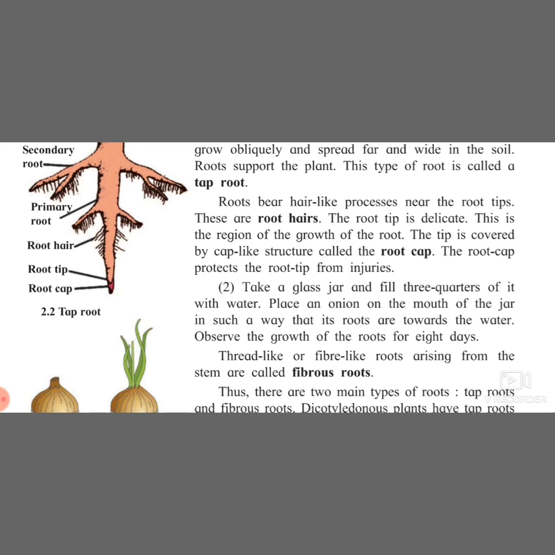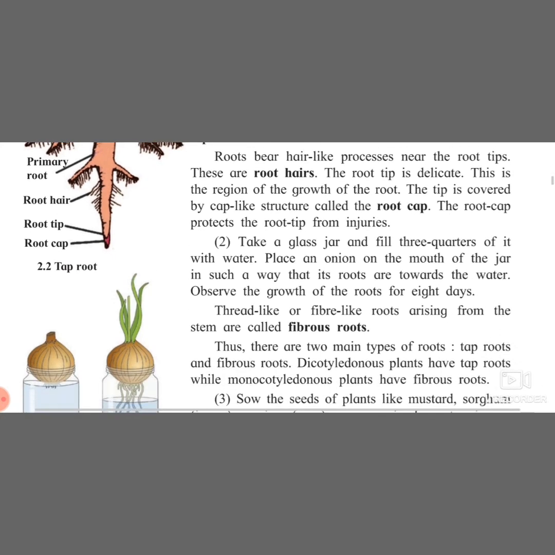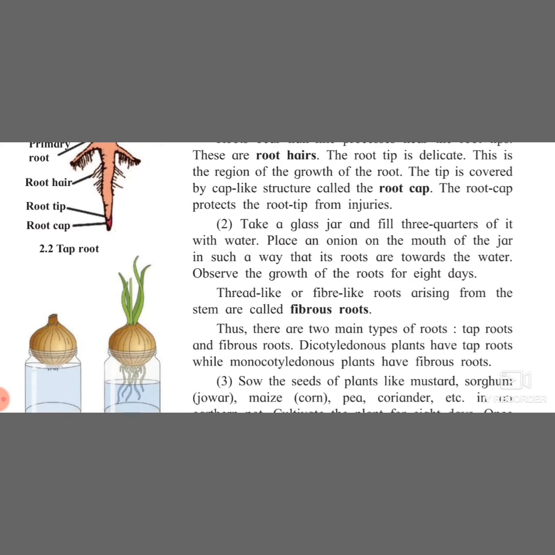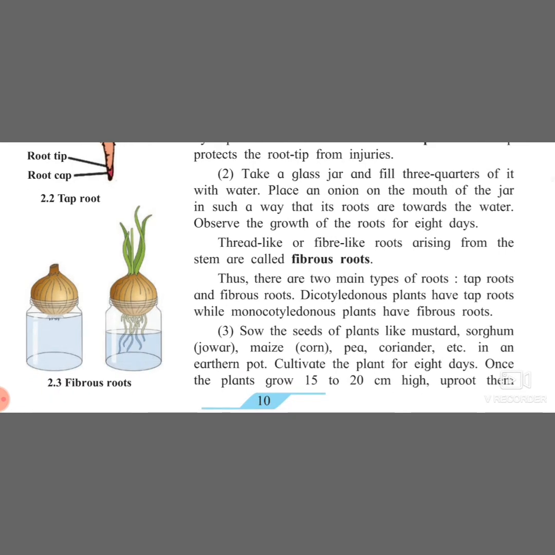Now they have told you to take a glass jar and fill 3/4 of it with water. They have told you to take 2 glass jars and fill them with water. Place an onion on the mouth of the jar in such a way that its roots are downwards in the water. You can see in the picture, keep the onion in such a way that the roots are getting deep inside that water. And see what will happen after a few days.